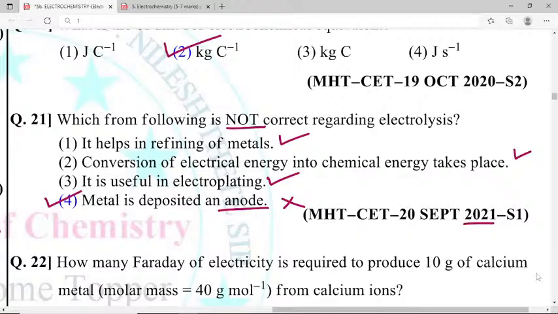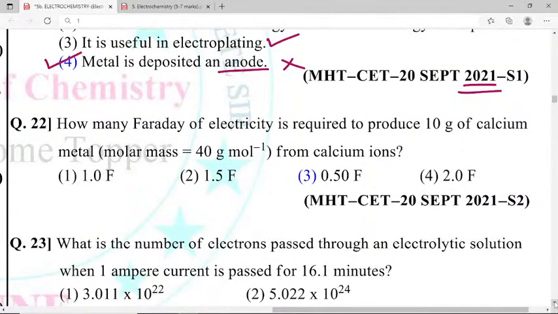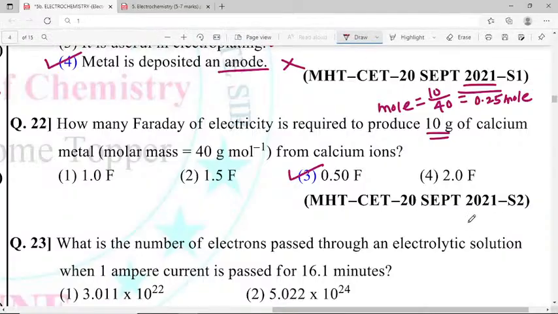Question 2021. Easy question. How many faradays of electricity are required to produce 10 gram calcium? So 10 gram calcium, molar mass 40. First we have to calculate the mole. Mole is equal to 10 by 40, so 1 by 4 is equal to 0.25. So 1 mole calcium needs 0.5 Faraday. Okay, for 2 mole calcium, 1 Faraday.